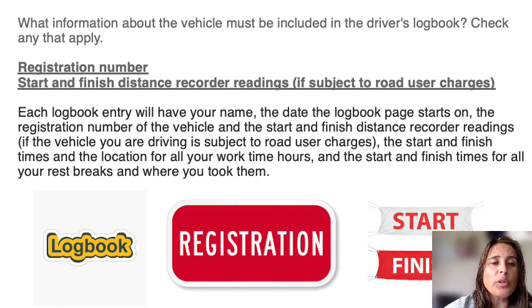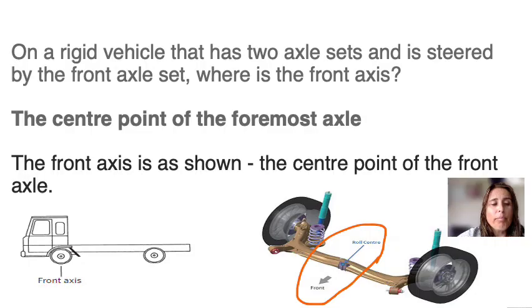Every logbook entry will have your name and date the logbook page starts on, the registration number of the vehicle, and the start and finish distance recorder readings. If the vehicle you're driving is subject to road user charges, the start and finish times and location for all your work time hours, and the start and finish times for all your rest breaks and where you took them.